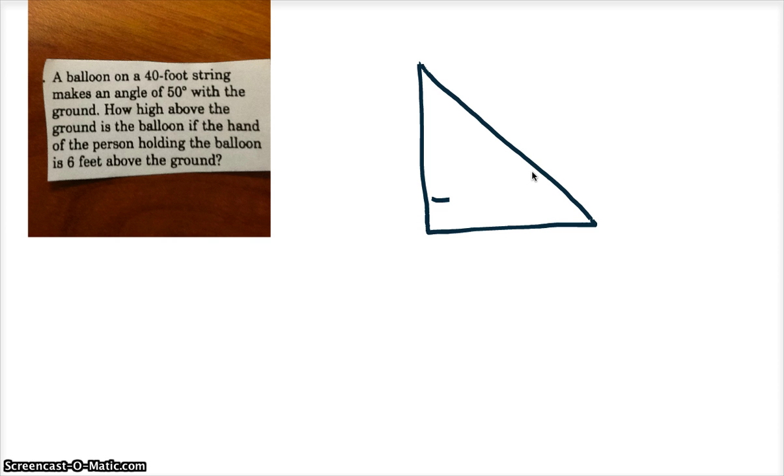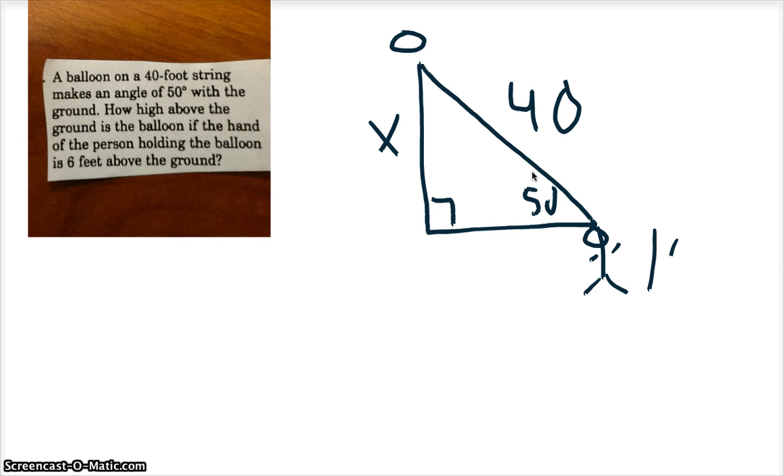your right triangle. And the balloon is 40 feet and it's slanted because if the wind's blowing, it's not going to be just hanging straight up. So it's 40 feet. And then it makes a 50-degree angle with the ground. How high above the ground? So if this is my balloon, how high above the ground if the person holding the balloon is 6 feet above the ground?